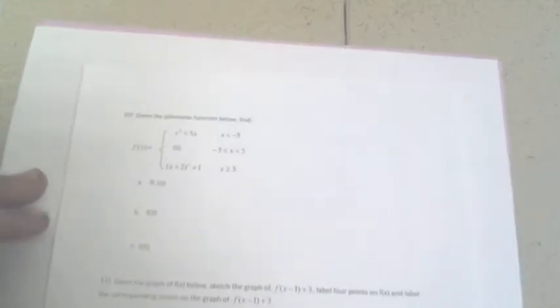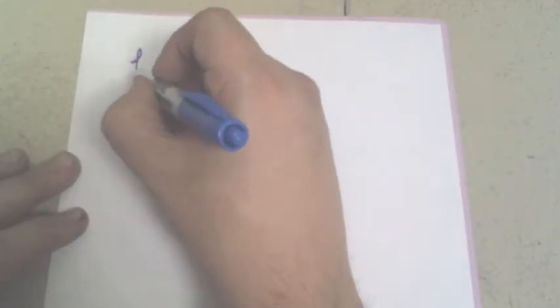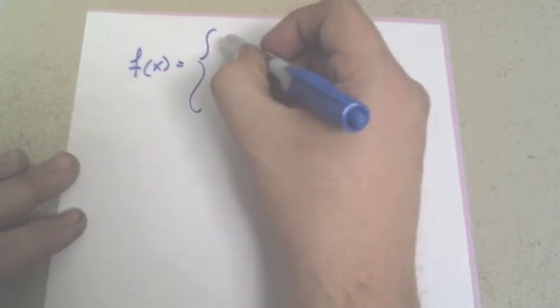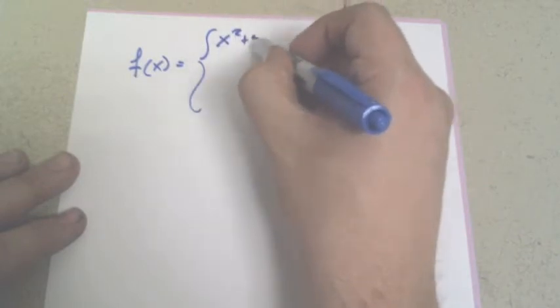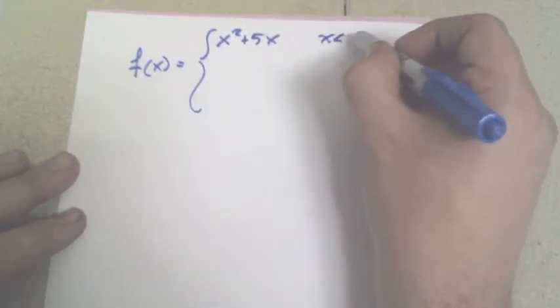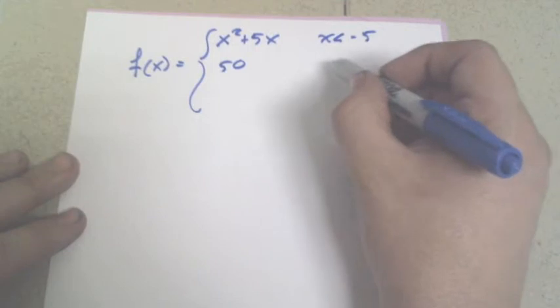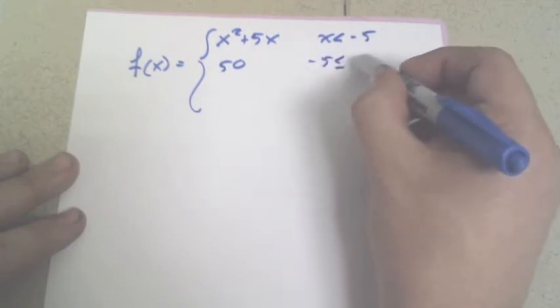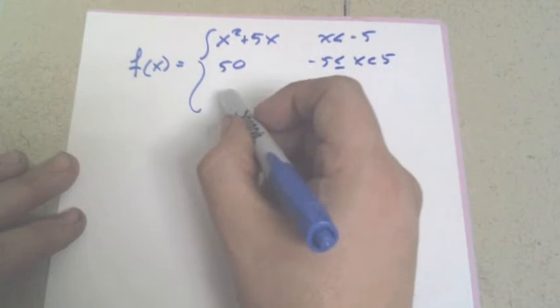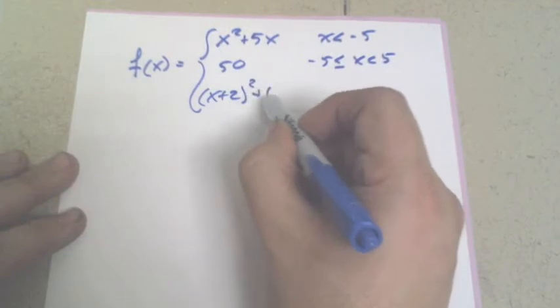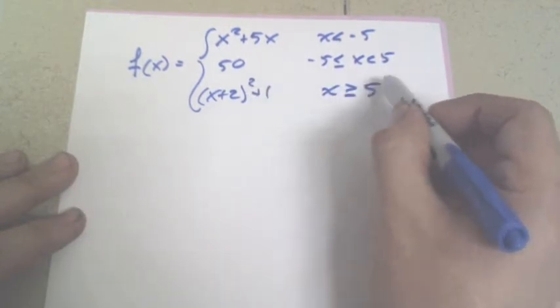Let's see, the last couple, these tend to be fairly nice. Piecewise functions, mostly I'm having this here just to make sure you know how to read piecewise functions. They come up every now and again. This function has the rule x squared plus 5x when x is less than -5. It uses the rule f of x equals 50 when x is between -5 and 5, including -5, and (x plus 2) squared plus 1 if x is greater than or equal to 5.